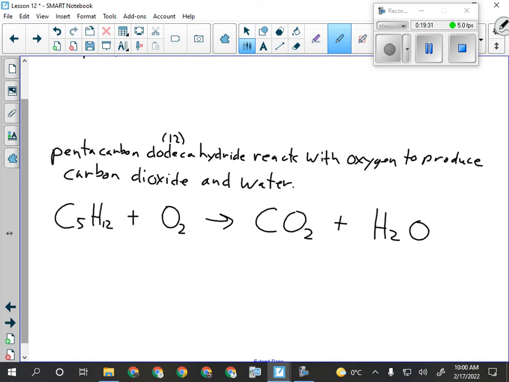Do I need both rules for this one? No. 5 is an odd number. So I don't need to start with a 2. So balance alphabetically. There's 5 carbons here. Now there are 5 here. There are 12 hydrogens. 6 times 2 is 12. And now for the oxygens. 5 times 2 is 10 oxygens here in the carbon dioxide, plus another 6 more in the water for a total of 16. 8 times 2 is 16.